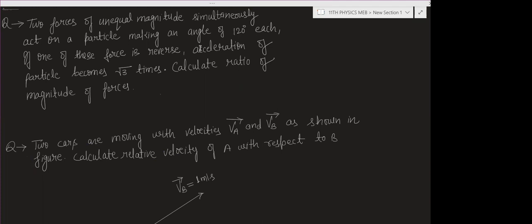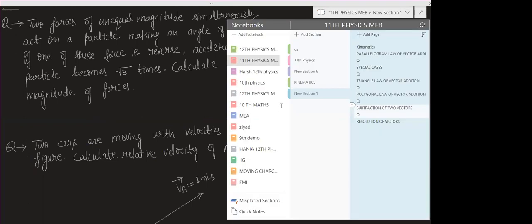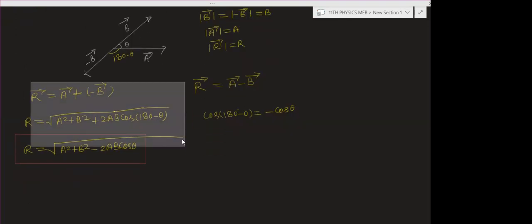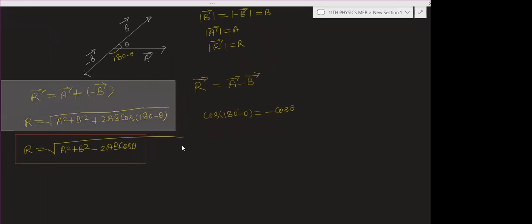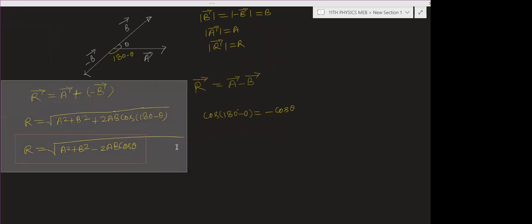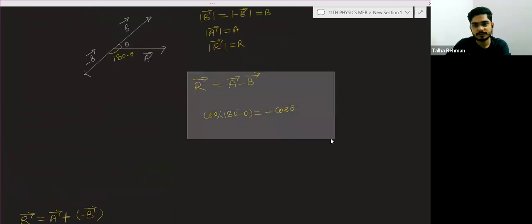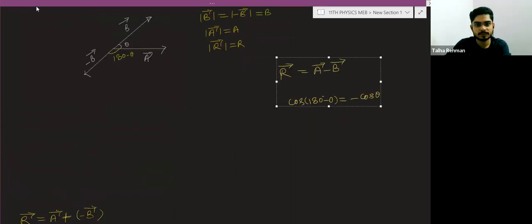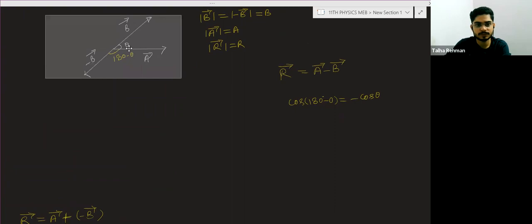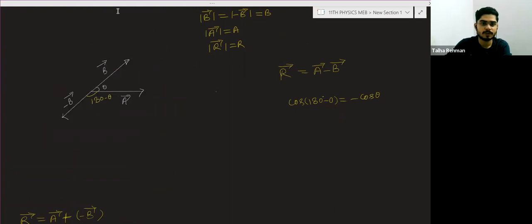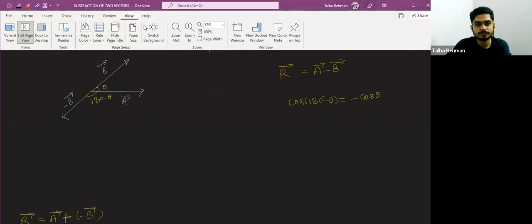Sir, in that subtraction diagram, where will we draw the resultant? So the resultant, what you will do? You can get the resultant. Actually, you want the resultant of this vector and this vector now.